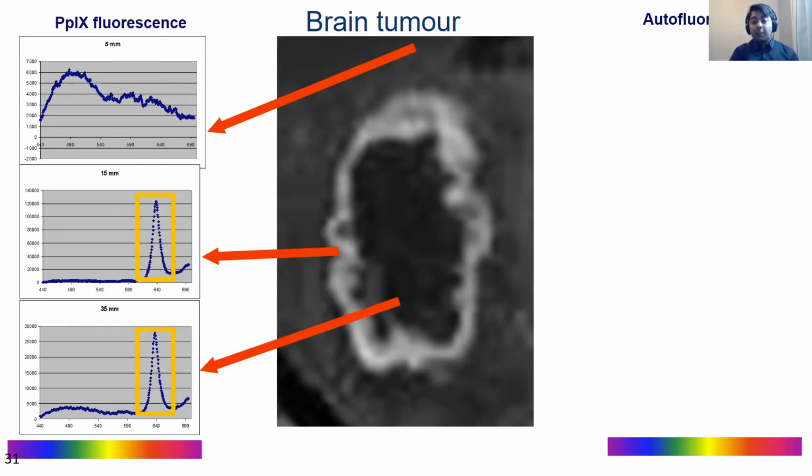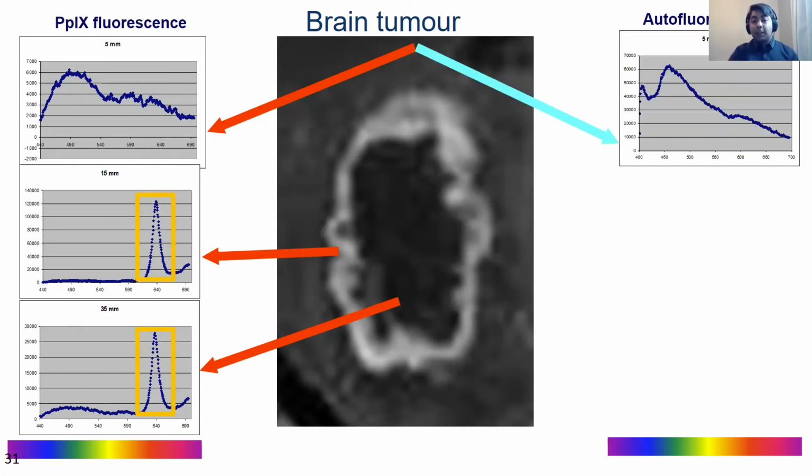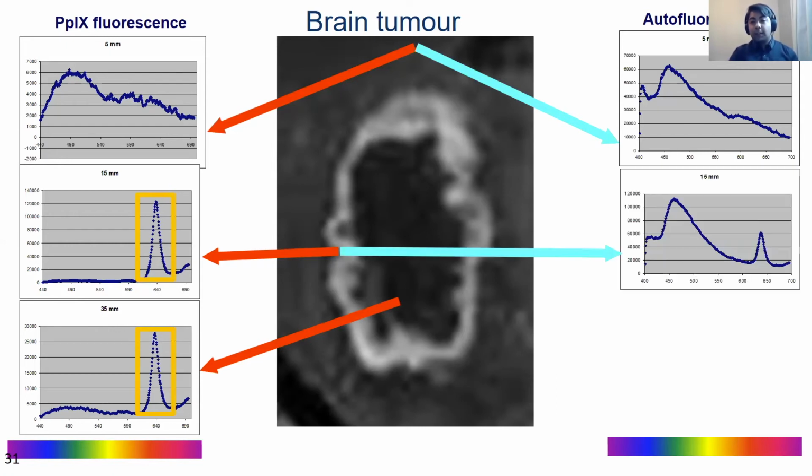Now if we switch to something that doesn't have the contrast agent, the normal tissue looks like this. The border of the tumor will have some protoporphyrin IX, but the peak of its emission will not be as strong as if it has the induced protoporphyrin IX from ALA.